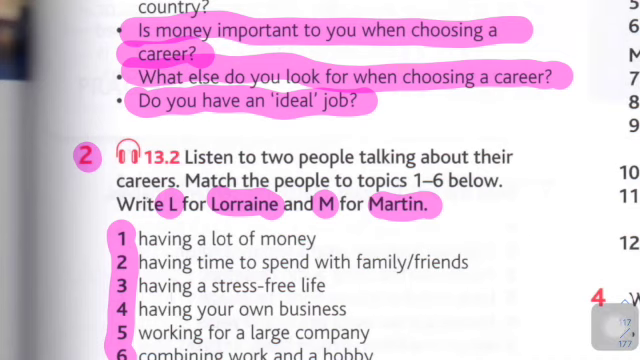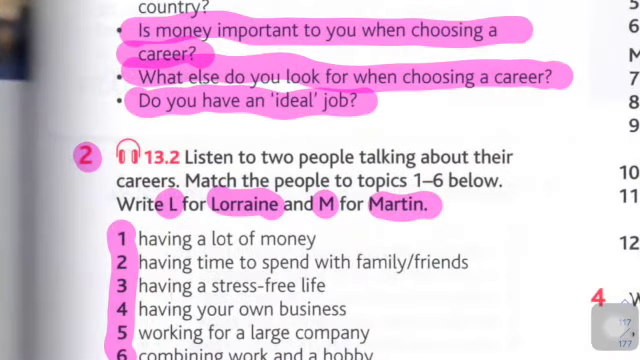Okay, so we're going to listen again. Remember, we have to write L or N according to the sentences. So which sentence belongs to which person? Is it Martin or is it Lorraine? So let's listen again.